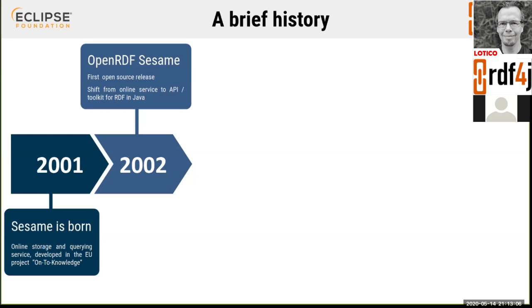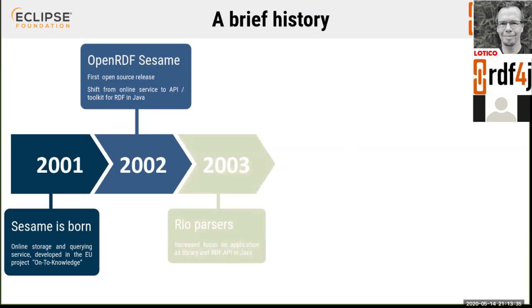And then in 2002, we decided that it had been a proof of concept long enough, and we decided to make it an open source project. This is where it became OpenRDF Sesame. And this is also where the first shift sort of occurred from being this online service to more becoming an API and a toolkit for working with RDF in Java.